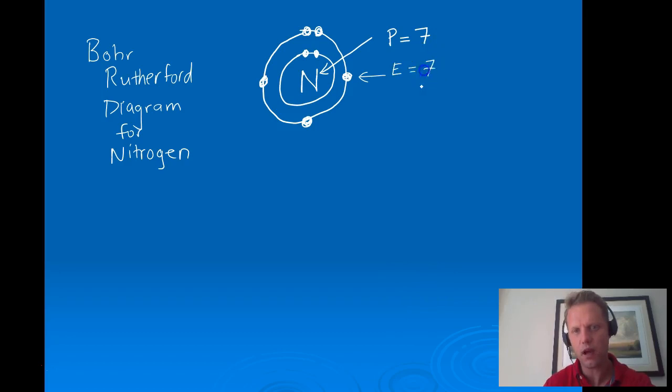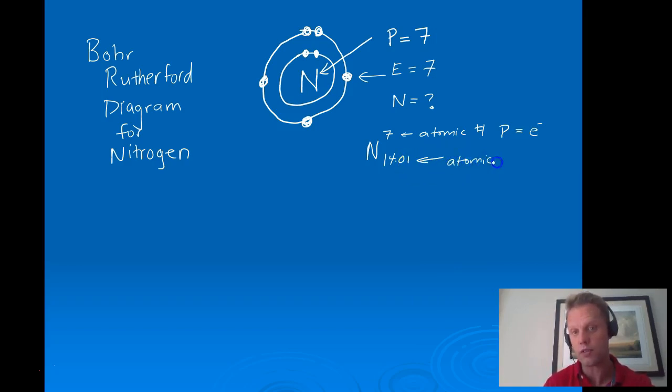What we haven't figured out is how many neutrons we have. How do we figure out how many neutrons we have? We remember that nitrogen, when we looked at the periodic table, had two numbers. It has a small number, which is known as the atomic number, which is the number of protons, and it's equal to the number of electrons when it's neutral. There's also a big number on the periodic table that says 14.01, and this number is the atomic mass.